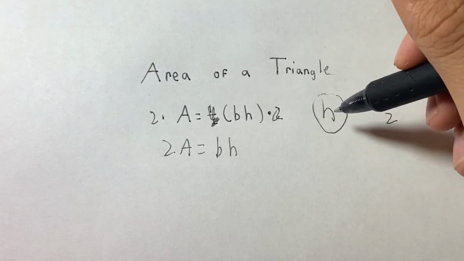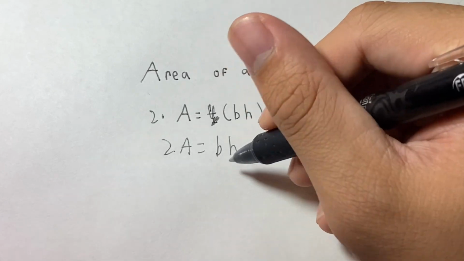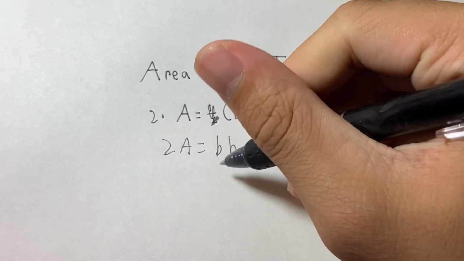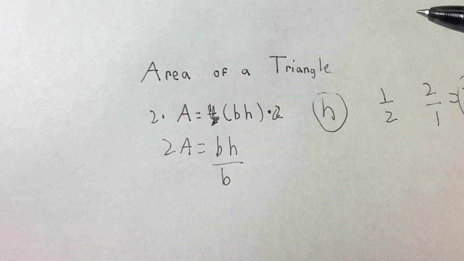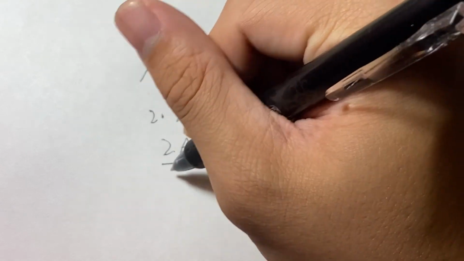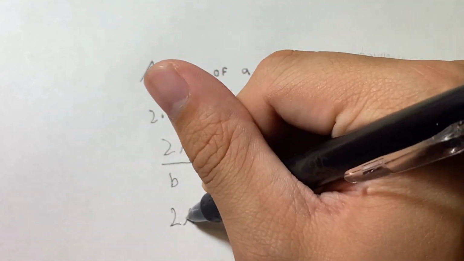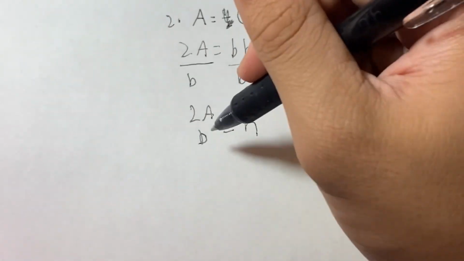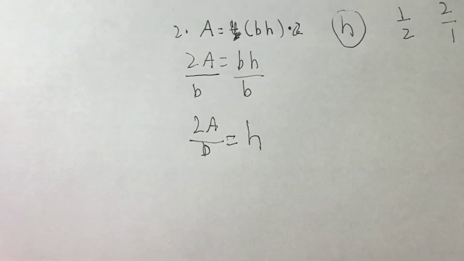And we said we were going to isolate h, like the equation before. To get rid of b times h, you divide by b. You do this on this side, 2a over b on one side, and on the right side we have h. And that's how you solve for a variable.